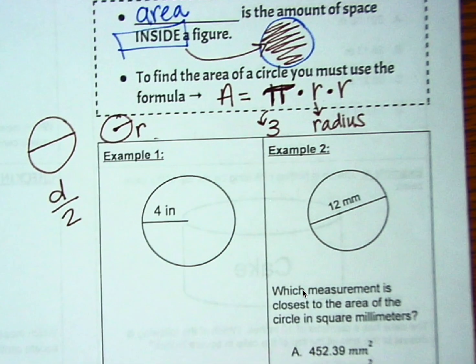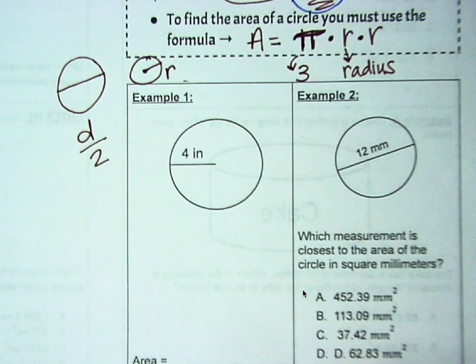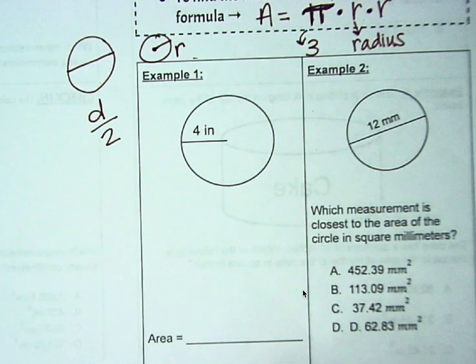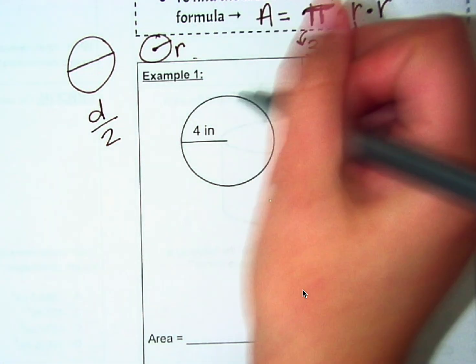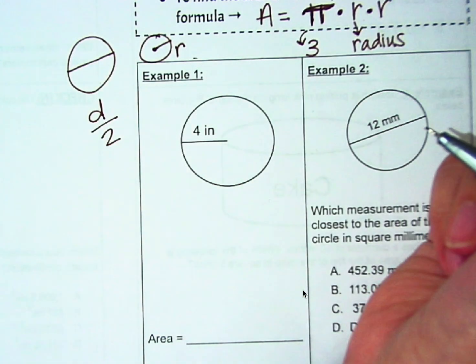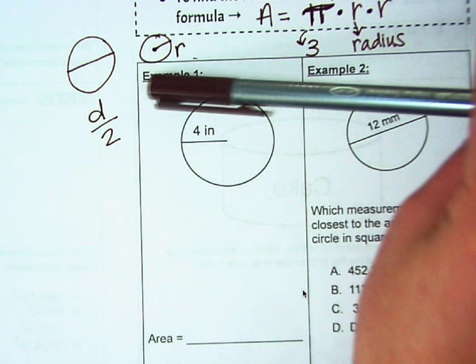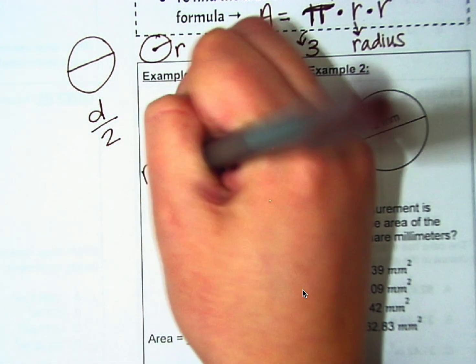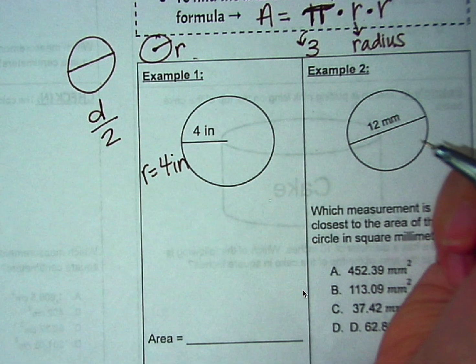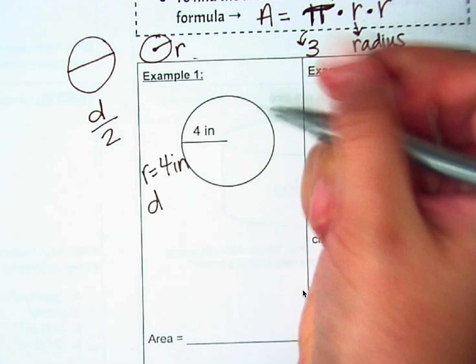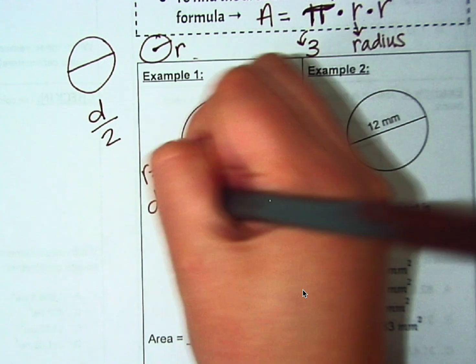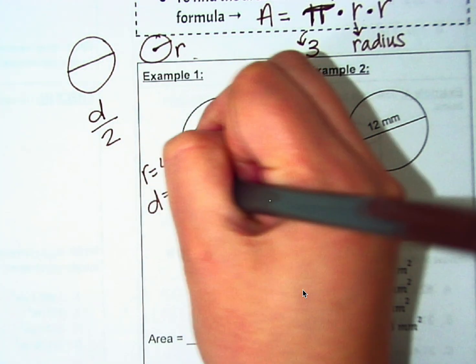Okay, so let's look at example 1. Example 1 says find the area of a circle with 4 inches. They gave us 4 inches. Is it my radius or diameter? If you don't remember, look at your little note right here. They gave you the radius, so I'm going to put 4 inches. I could also find the diameter. If I have the radius, I just have to double that to get my diameter. So 4 times 2 is going to give me 8.